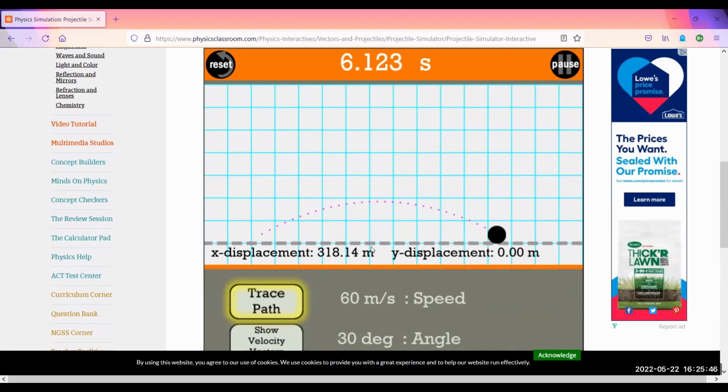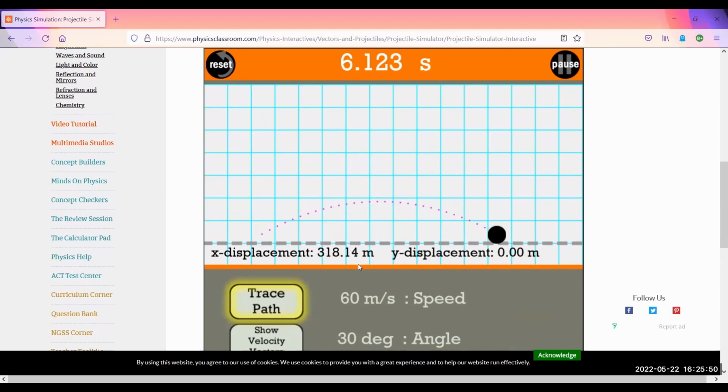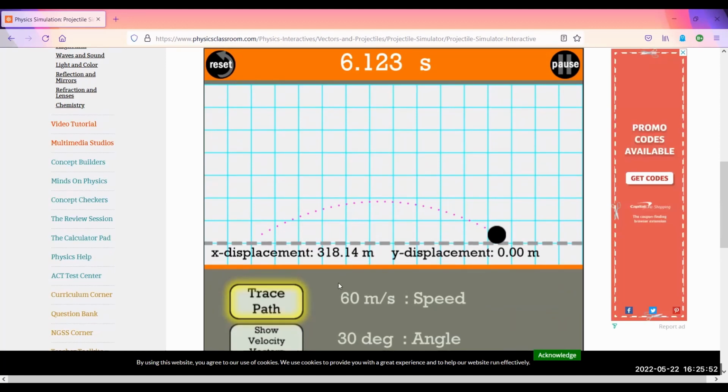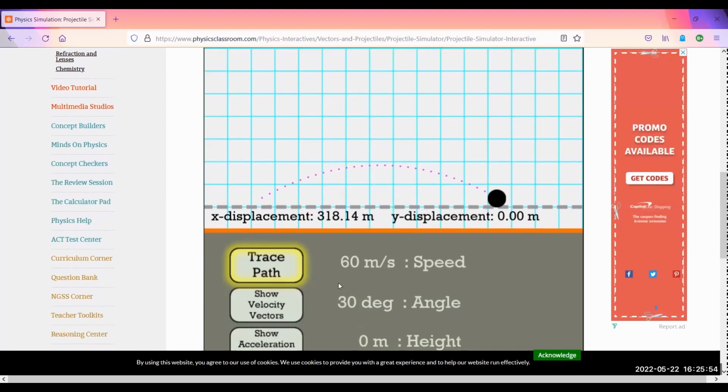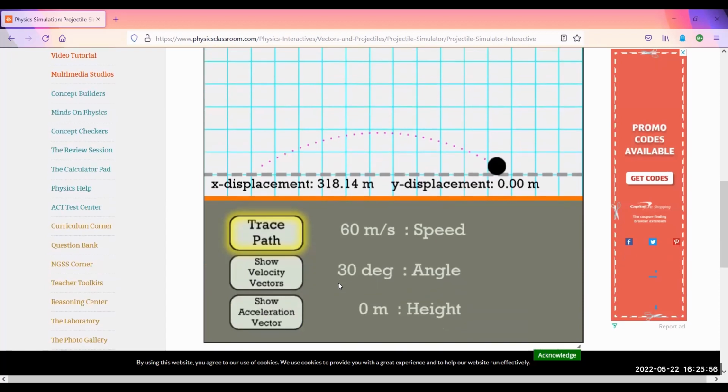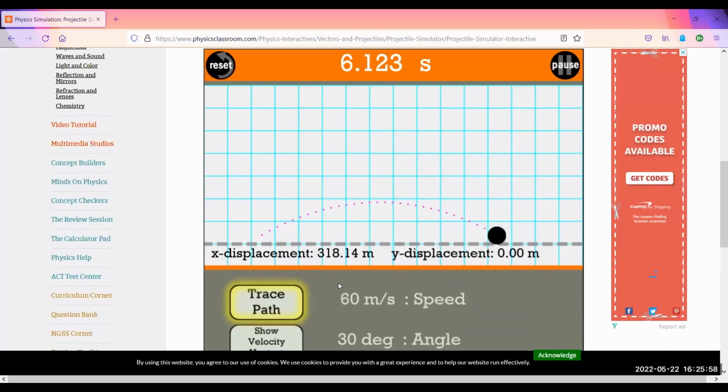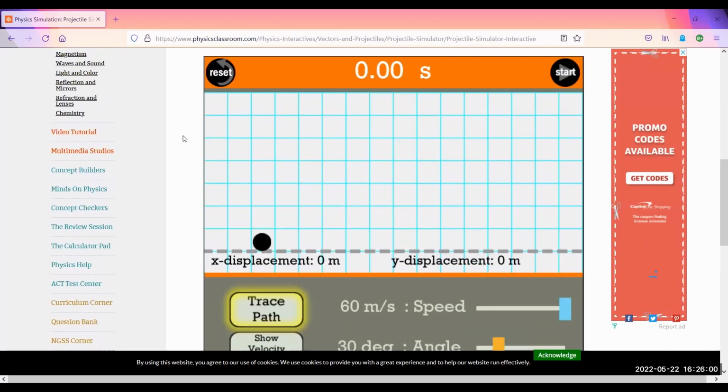All right, so that went a lot farther. The first time, it only went to 140 meters roughly, but now it went to 318. So if you increase the speed while keeping the angle the same, you can in general expect that the projectile will go farther. Let's reset this.